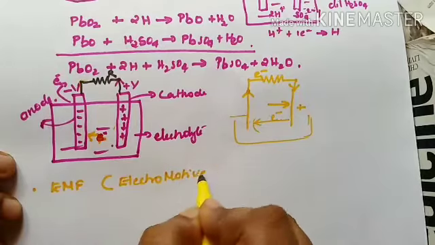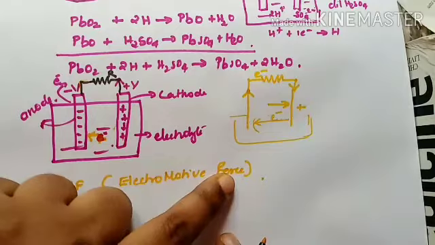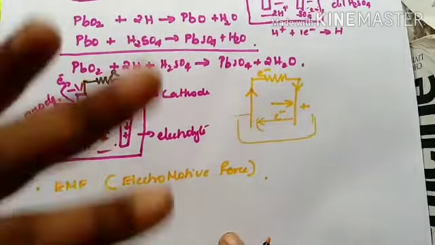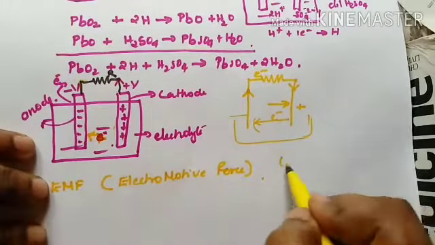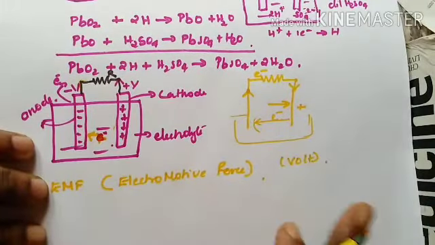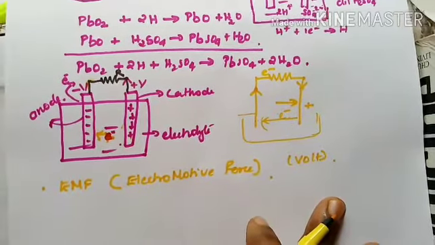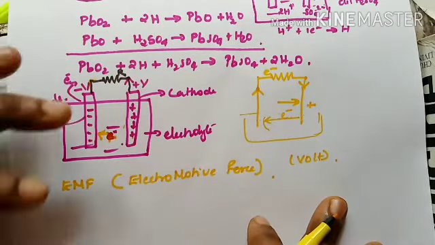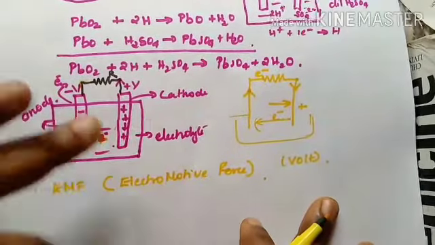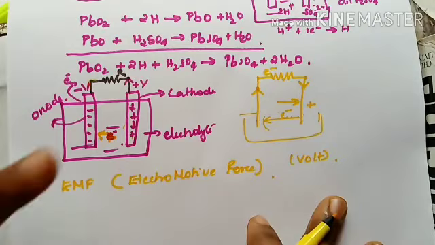EMF's full form is electromotive force. Even though the term has force in it, electromotive force is not actually a force. It is actually a potential. The unit of EMF is volt, so obviously it is related to potential difference, guys. The word force was given in olden times, when they first understood a concept like this and thought it was actually a force. Hence they named it electromotive force. But later on they understood that EMF is actually a voltage, a potential.